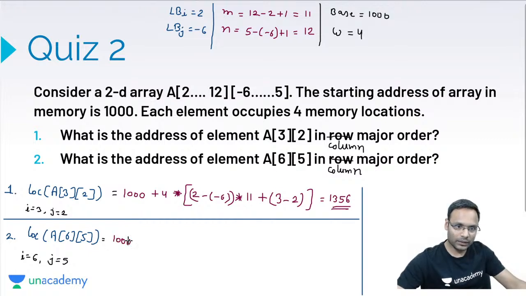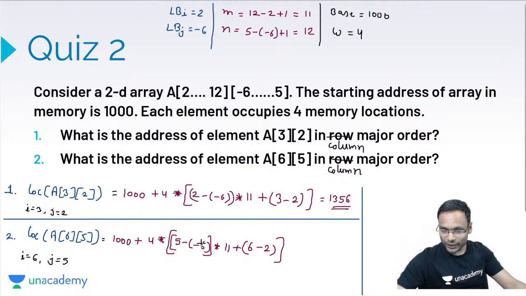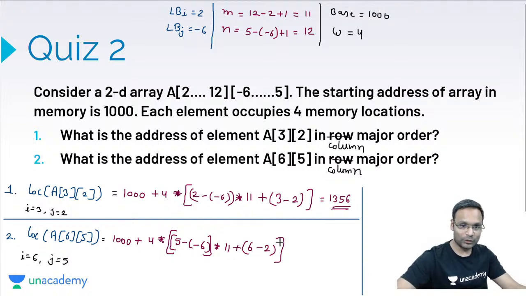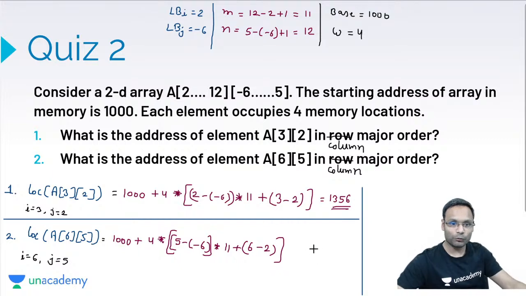1000 plus 4 into this J, 5 minus -6 into 11 plus 6 minus lower bound of this is 2. 5 plus 6, 11 into 11. 11 into 11 is 121 plus 4, 125. 125 into 4 is 500. Answer will be 1500.